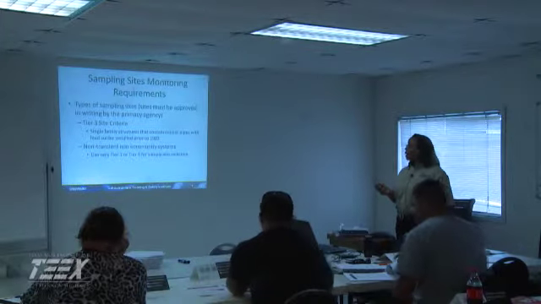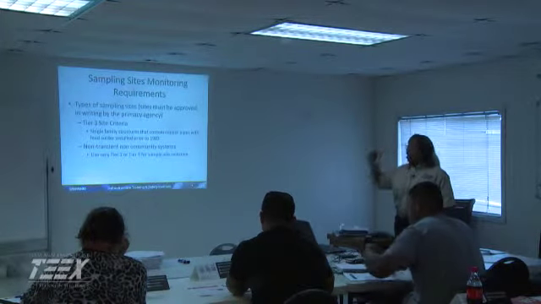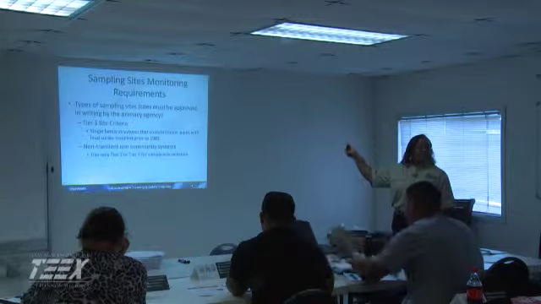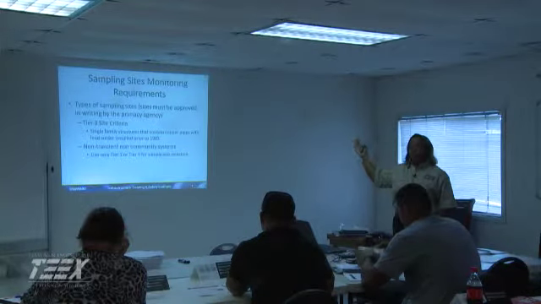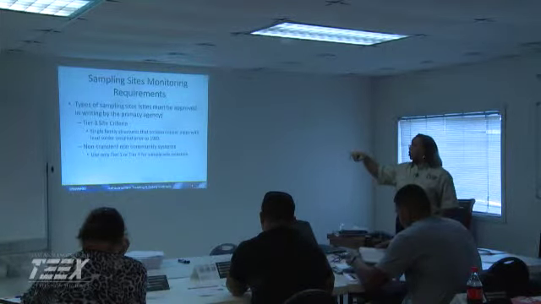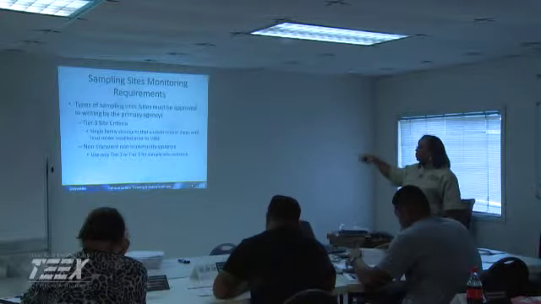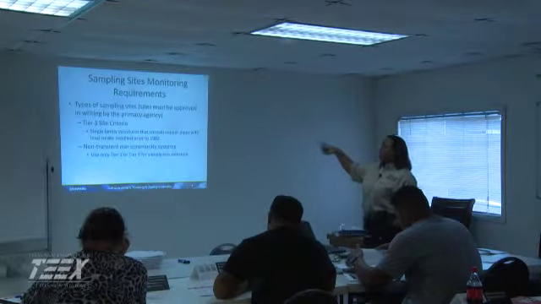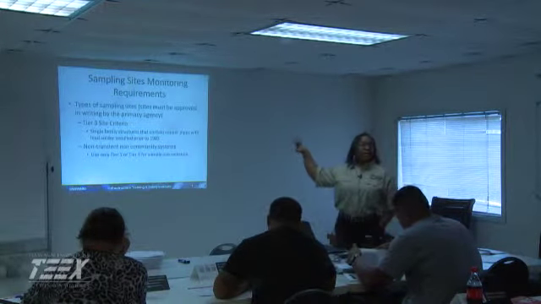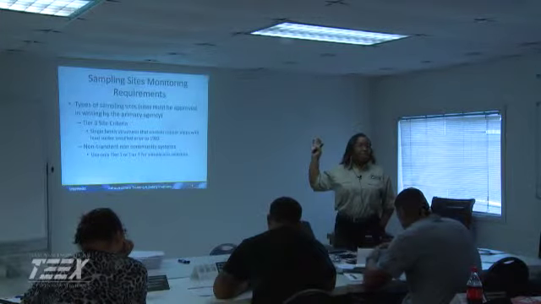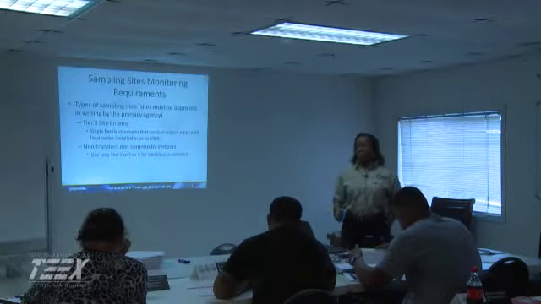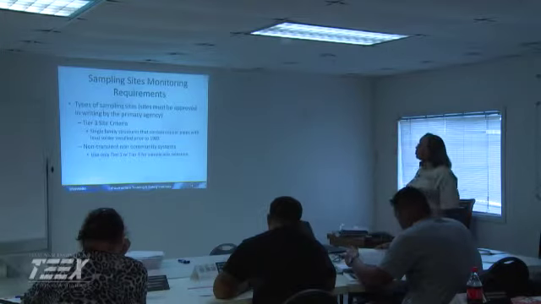Now, if you had non-transient, non-community systems, remember these were the other ones that had to fall on it. You want to use only Tier 1 or Tier 3 for sampling selection. In other words, only single families, none of the multifamily or the buildings, okay, for your non-transient, non-community system.